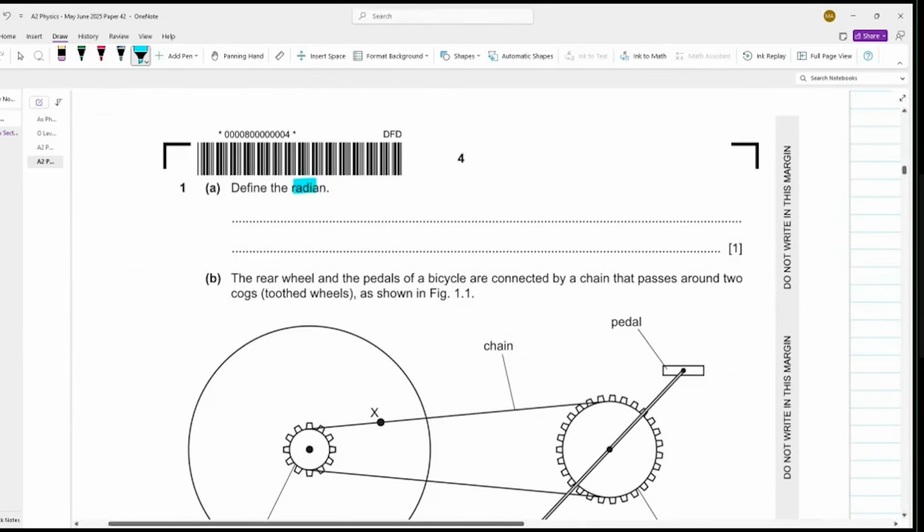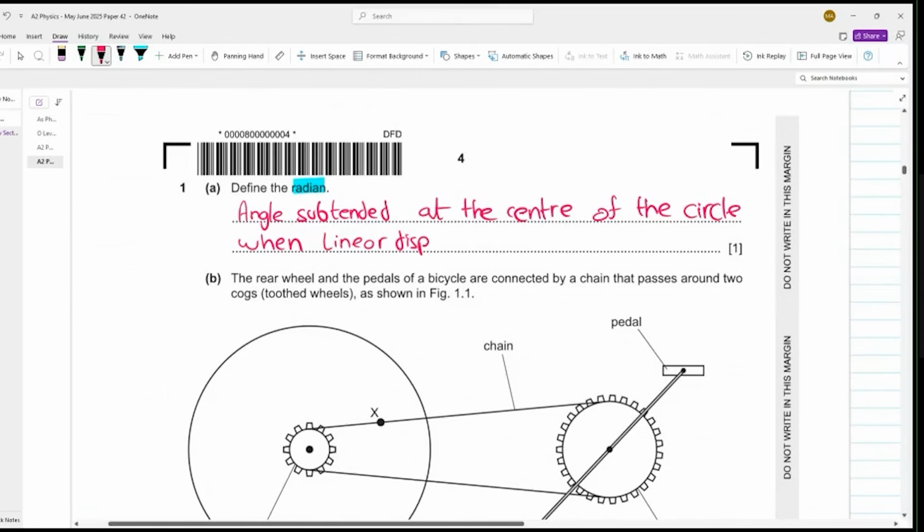Define radian. What is radian? Angle subtended at the center of the circle, when arc length, or when you can say linear displacement, that is the s, is equal to the radius, that is r.